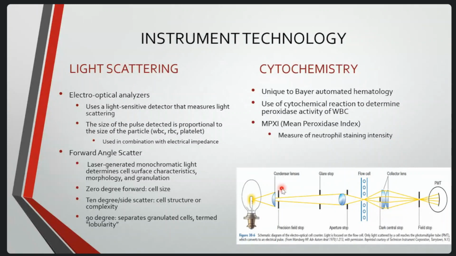Now, another principle is the cytochemistry. This is unique to the Bayer automated hematology, and it utilizes the cytochemical reaction to determine the peroxidase activity of our WBCs. This is specifically important for differential diagnosis of hematological na mga abnormal cells, like for leukemia versus a leukemoid reaction, and so on.